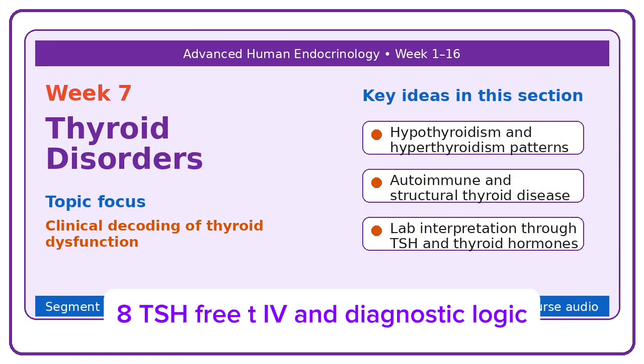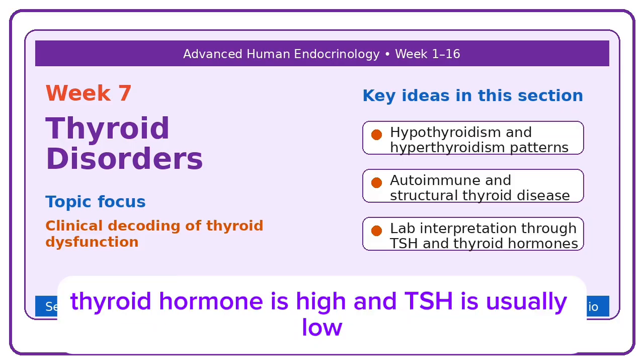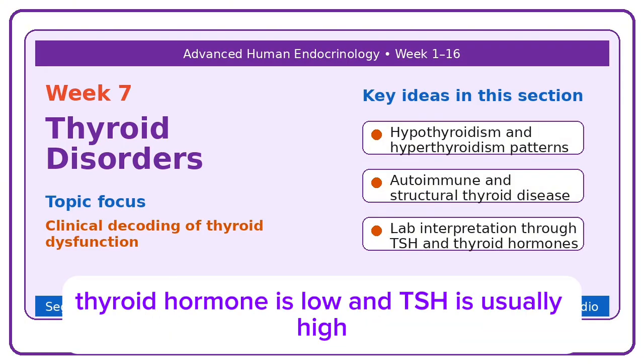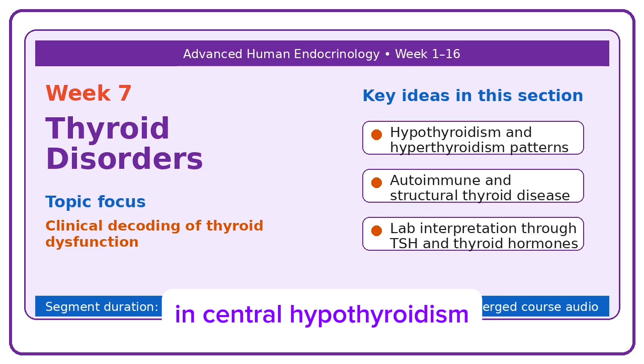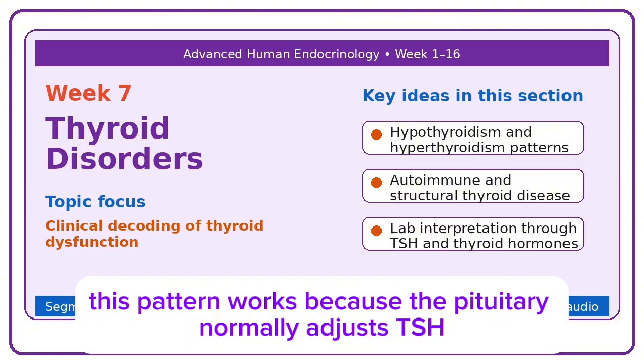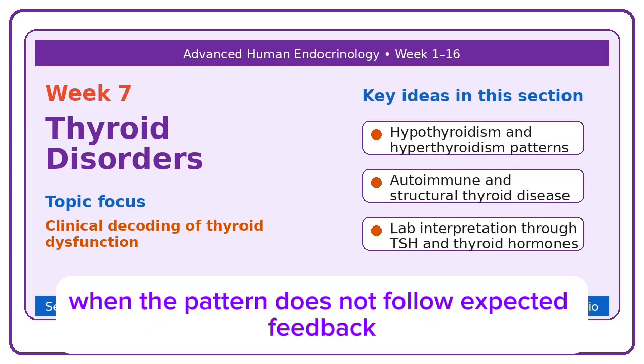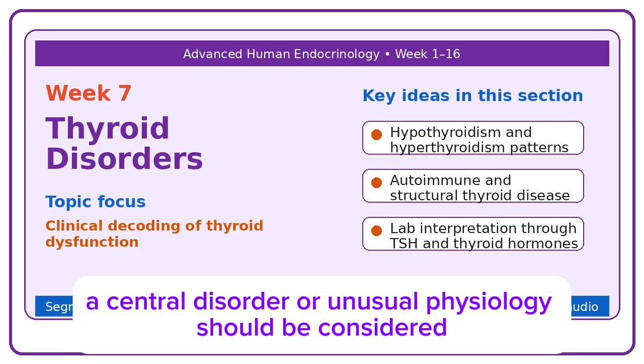8. TSH, free T4, and diagnostic logic. Thyroid diagnosis becomes much clearer when feedback logic is used. In primary hyperthyroidism, thyroid hormone is high and TSH is usually low. In primary hypothyroidism, thyroid hormone is low and TSH is usually high. In central hypothyroidism, thyroid hormone is low, but TSH is not appropriately elevated. This pattern works because the pituitary normally adjusts TSH in response to circulating thyroid hormone. When the pattern does not follow expected feedback, a central disorder or unusual physiology should be considered.